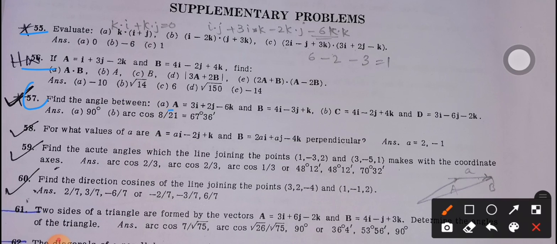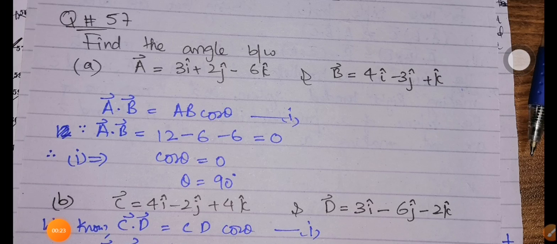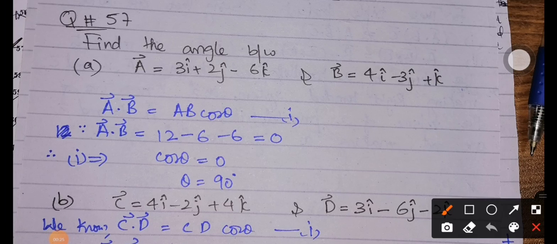So we are given the two vectors a and b, and we have to find the angle between these two vectors. So how can we find the angle between the two vectors? We know that a dot b is equal to ab cos theta, where a and b are obviously the magnitudes of the vectors a and b respectively. We can find the dot product by multiplying the corresponding components and adding the results, and we can find the magnitude of a and the magnitude of b as well.